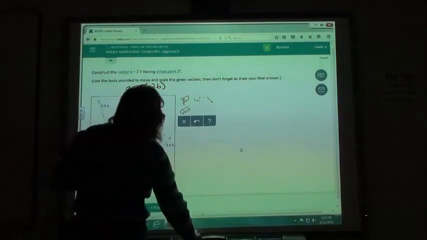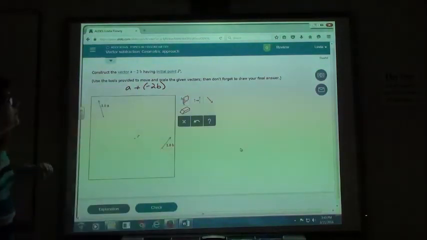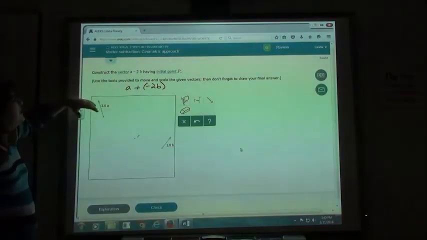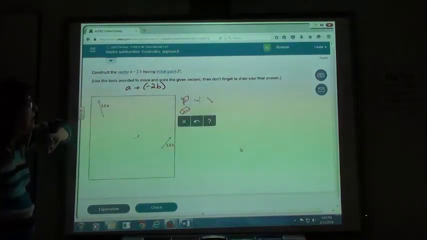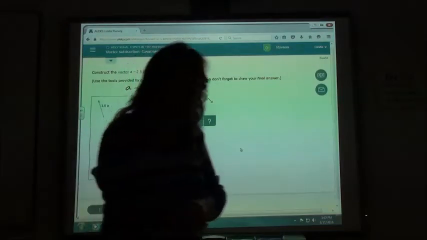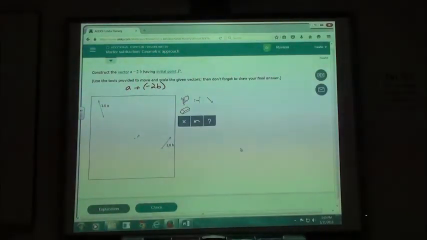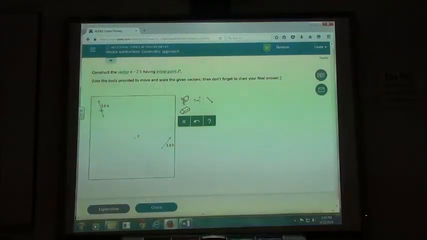On the vector subtraction, which would be 4, 5, and 6, we're going to change this to a plus a negative 2b, and then use our tools like we did before. So I'm going to move a to the end of p. Move that over here. Now this is just going to stay 1a because there's no scaling to that one. A is the same thing as 1a.